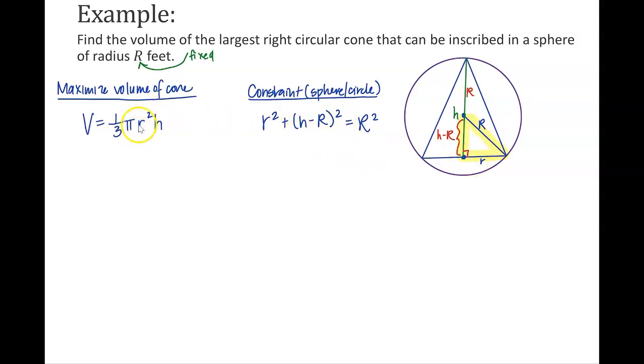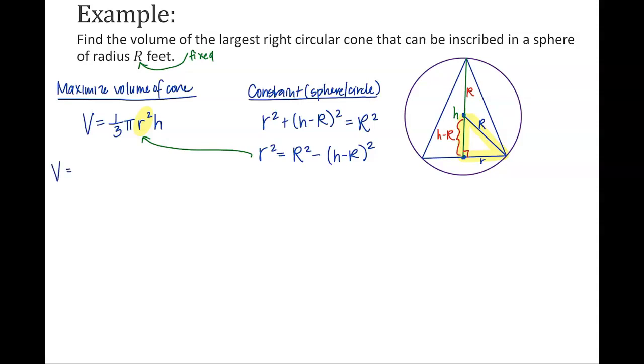So we want to eliminate one of the variables here, either r or h. And the easiest one to actually replace is going to be r squared. Because if I look at this equation over here, I could simply subtract this quantity on the right to the other side to solve for r squared. So little r squared is equal to capital R squared minus the quantity h minus capital R squared. And then I can go ahead and plug that in now over here, into this r squared.